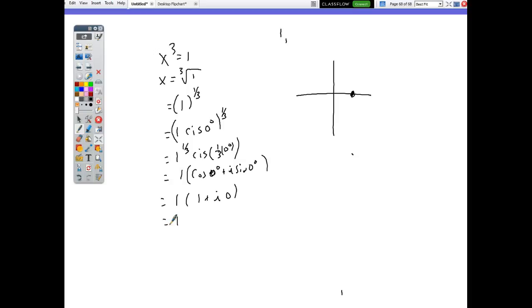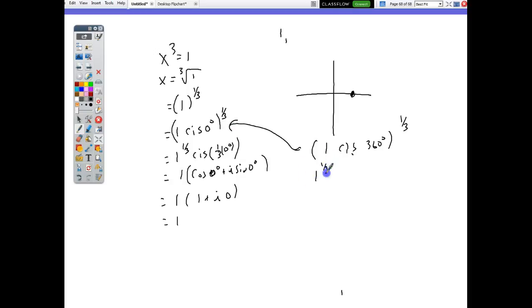Does anybody know another way to write 1 in polar form? It's not just 1, 0. What is another option? 1, 360 or 1, negative 360. Let's use 1, 360 for our purposes. If I write 1 cis 360, to the 1/3 power, instead of writing it with 0 degrees, I write it this way instead.